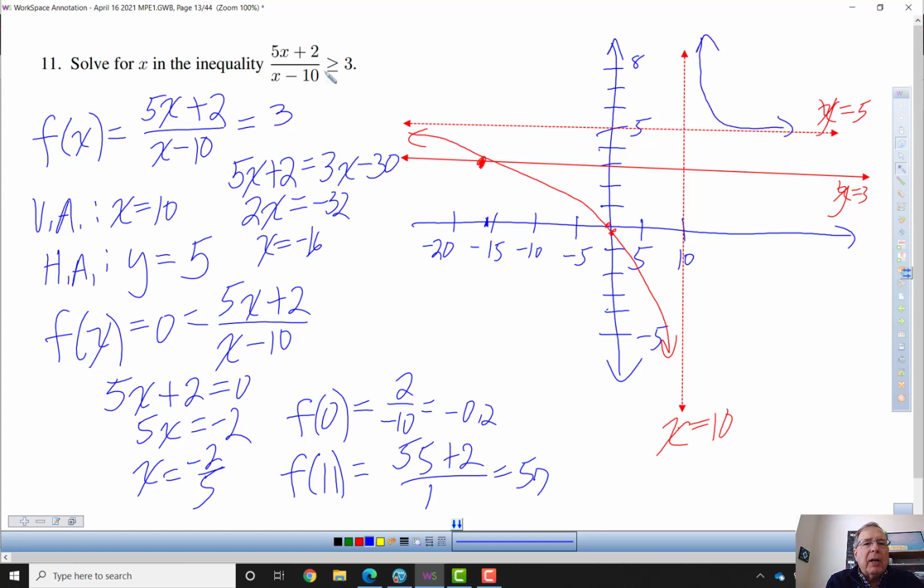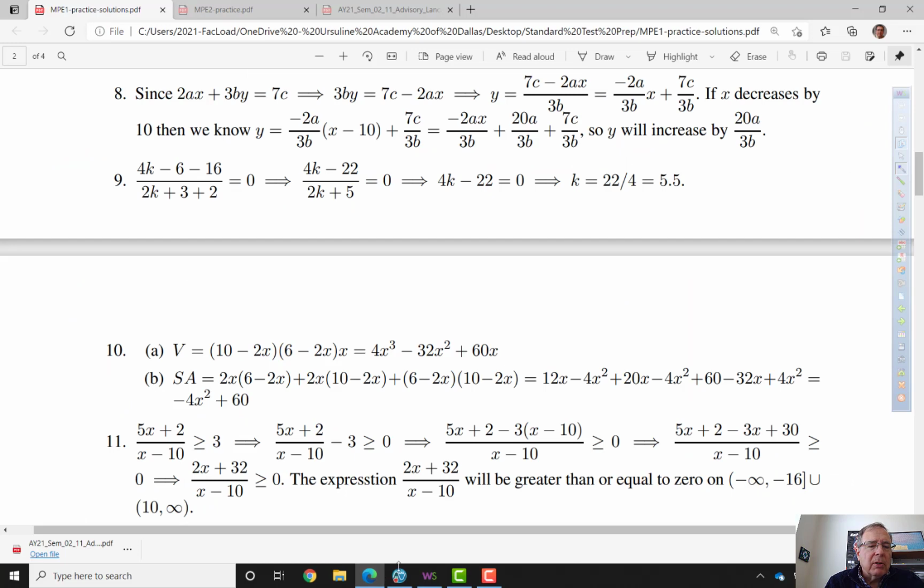So we're asking when is the expression greater than or equal to 3? So the solution set here is parenthesis, not bracket, negative infinity up to and including negative 16 because it's greater than or equal to, so that's a bracket, union with, I can't actually touch a vertical asymptote, so I go a little bit more than 10 up to positive infinity. And we'll go look at their solution.